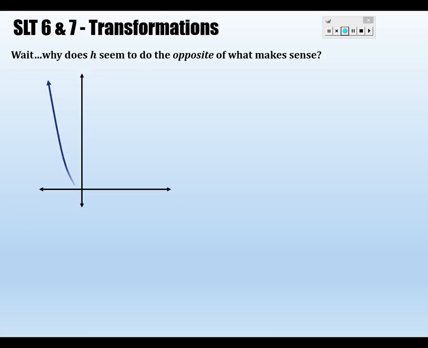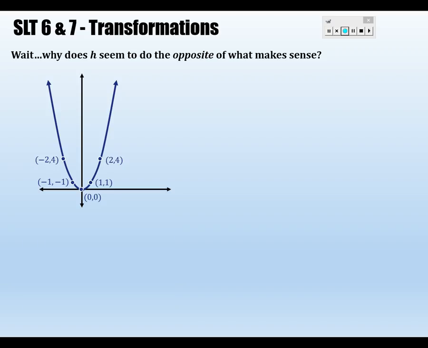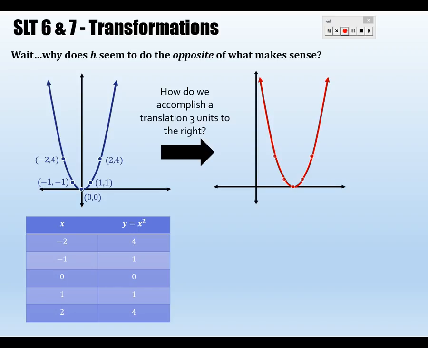Okay. So let me see if I can explain some reasoning around why it makes sense, what we do with horizontal translations. I've started with this graph here. This is just a parabola with some points on it, y equals x squared. There's the table. And then the question is, how would we, for example, accomplish a rightward translation, 3 units? Well, I'll draw the picture first. Let me just show you what I intend to. This is my target here. I want to make this happen.